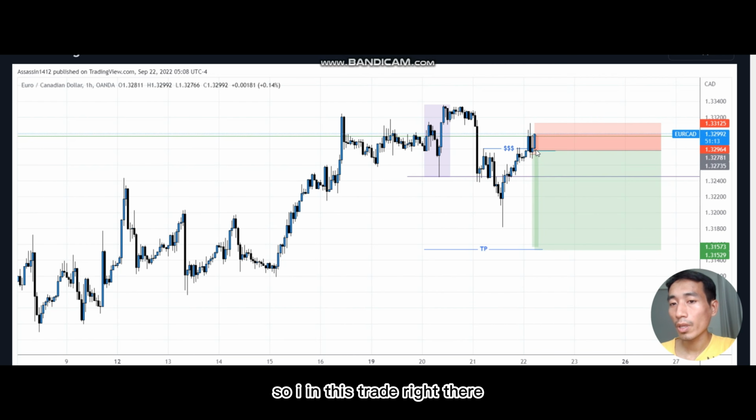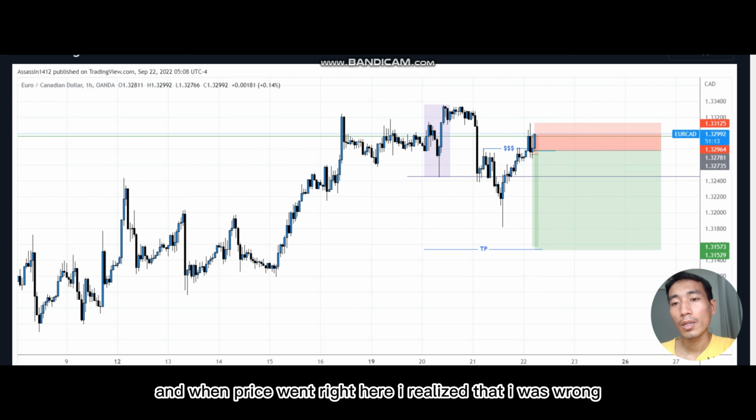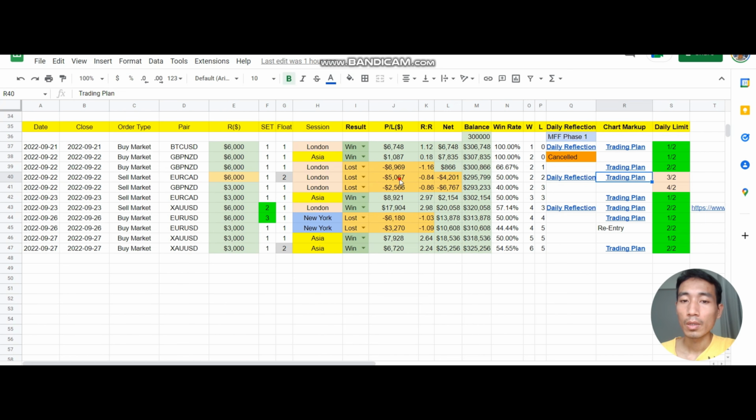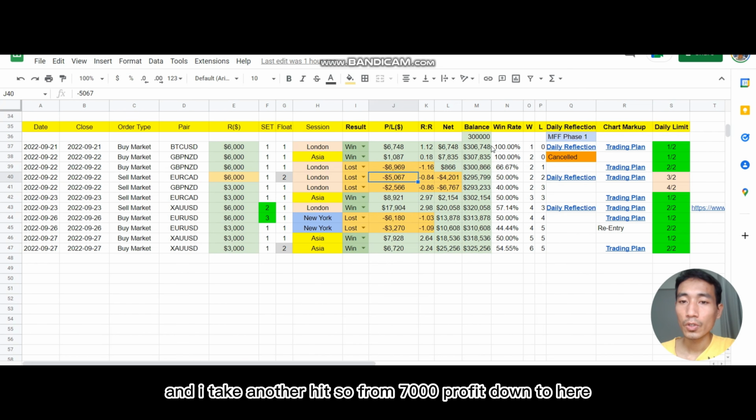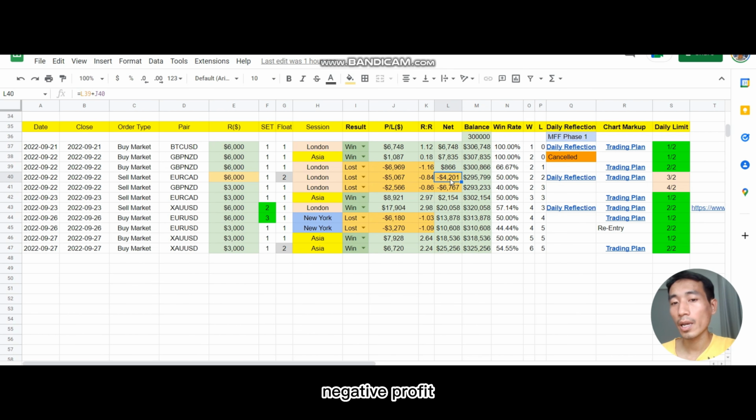So I entered the trade right there, using take profit here, stop loss here, 1 to 3 risk reward ratio, and price pushed up. I lost. And when price was right here, I realized that I was wrong, so I just closed the trade early, and I took another hit. So from 7 grand I went down to here. It's negative profit, and that sucks.